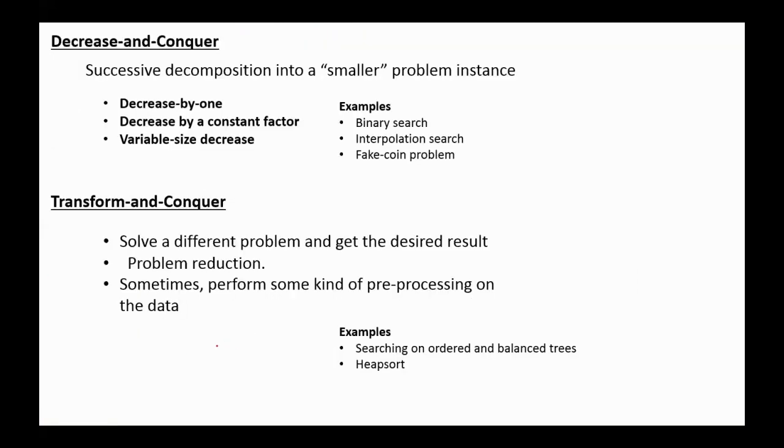There are several variations of divide and conquer strategy, like decrease and conquer, transform and conquer. Here, the decrease can be by 1 or by a constant factor or a variable size decrease. Examples: binary search. And transform and conquer solve a different problem and get the desired result. Problem reduction sometimes performs some kind of pre-processing on the data. Examples: heap sort, searching on ordered and balanced trees.